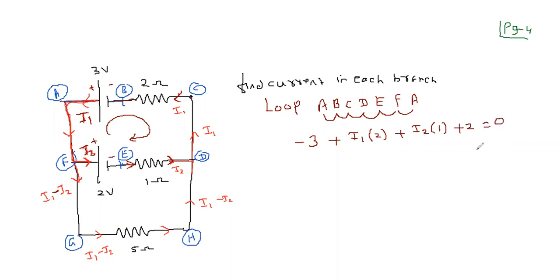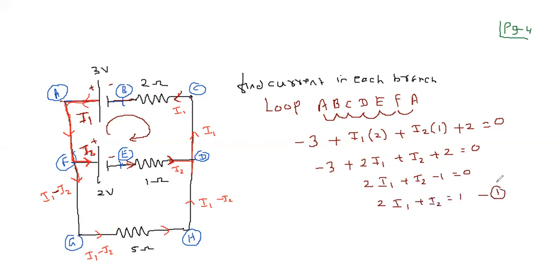The sum is equal to 0. So -3 plus 2I1 plus I2 plus 2 is equal to 0. So 2I1 plus I2 minus 1 is equal to 0. So 2I1 plus I2 is equal to 1. Equation number 1. Is it clear?